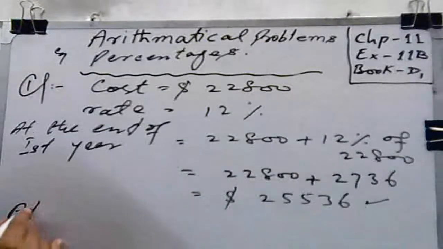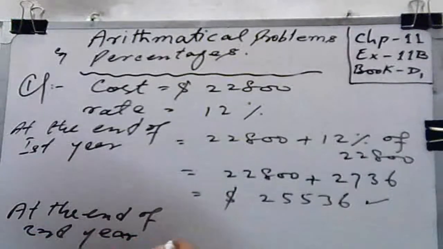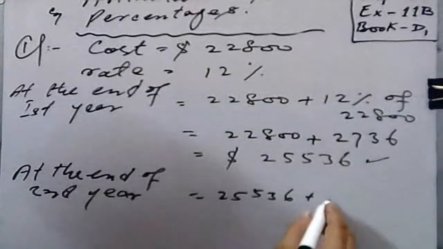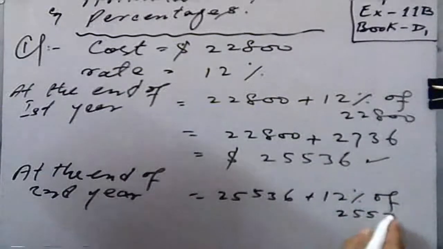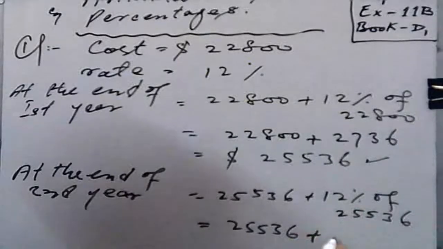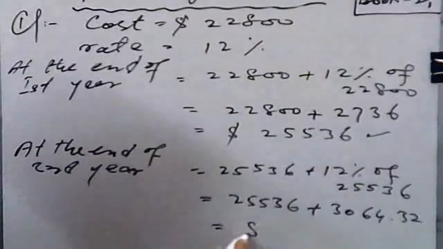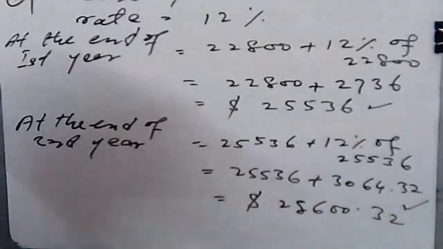At the end of second year, you will get 25,536 plus again 12% of this one. So 12% of 25,536, you will get 3,064.32. So in this way your dollar will become 28,600.32.